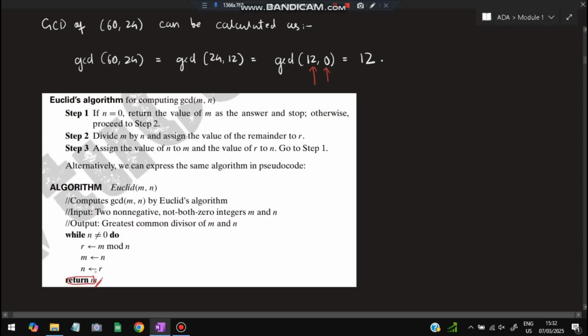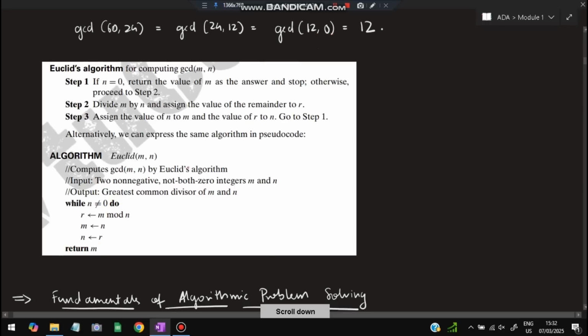When will we return m? Whenever this condition becomes true. When does this condition become true? When n is equal to 0. When n is equal to 0, it means 12 is the remainder. That means the m value is the GCD. Okay.